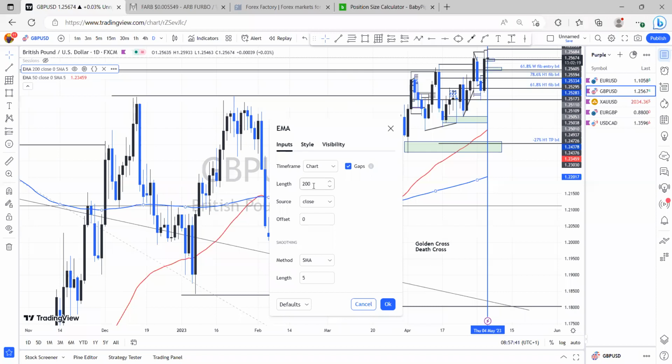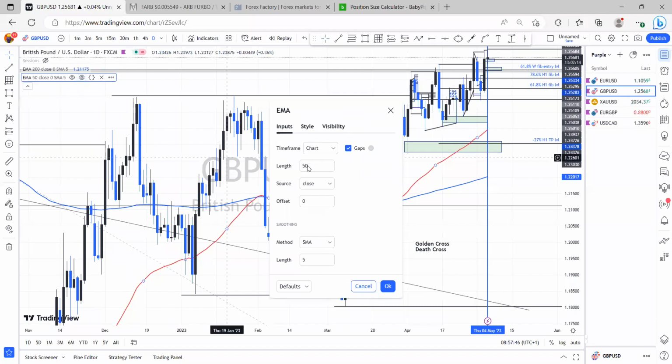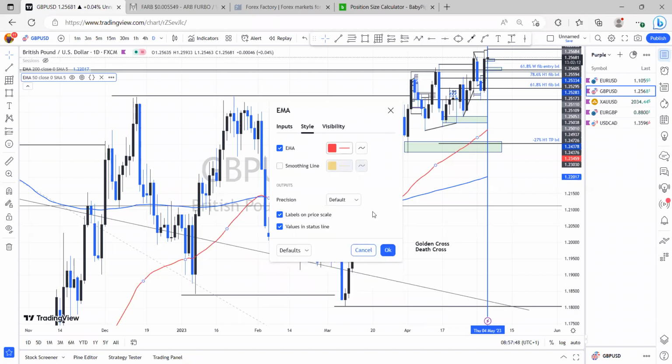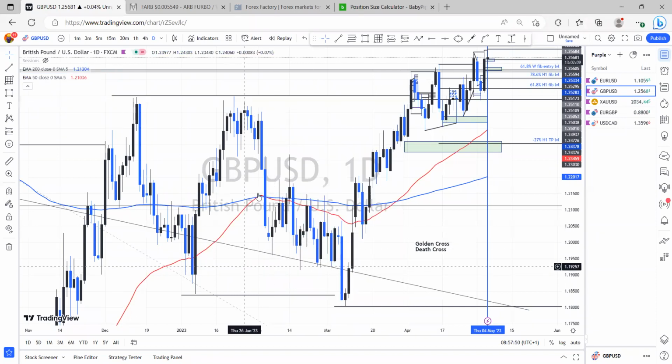You come to input, and then you can change the length to 200. You go to the next one, then you change the length to 50. You go to style and you change the color the way you want. So I've told you how to set it on your chart now.